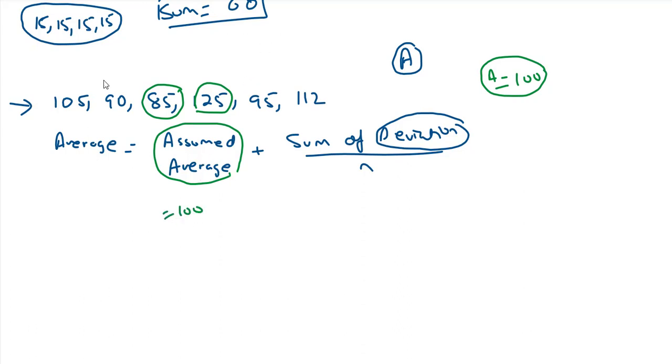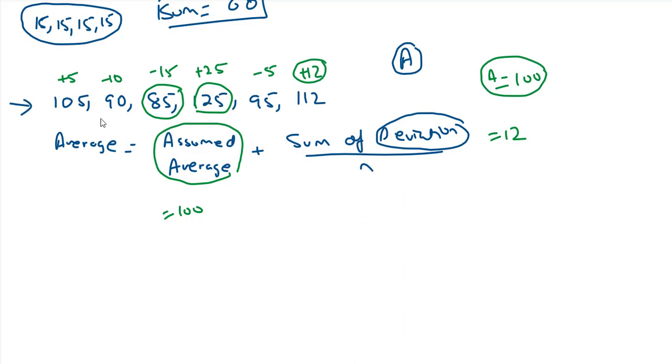Now we'll calculate the deviations. The first entry is 5 more. The second value is 10 less, so we'll write minus 10, 15 less. Then this is 25 more, so plus 25. Then this will be minus 5 and plus 12. Now if we add all these deviations, we'll get the sum of deviations. So this will be plus 5, minus 10, minus 15, that will be minus 20. Minus 20 plus 25 will be plus 5. Then minus 5 and plus 5 will cancel out. We'll be left with 12. So the sum of deviations in this case will be 12.